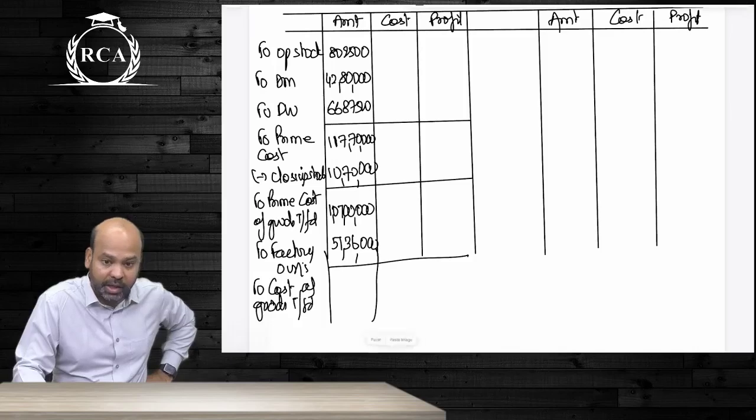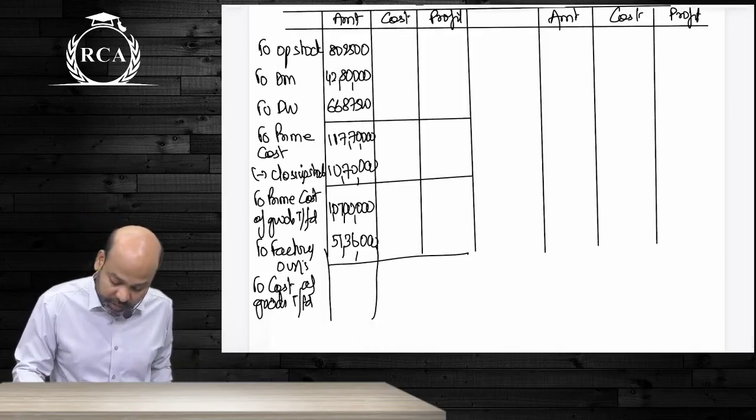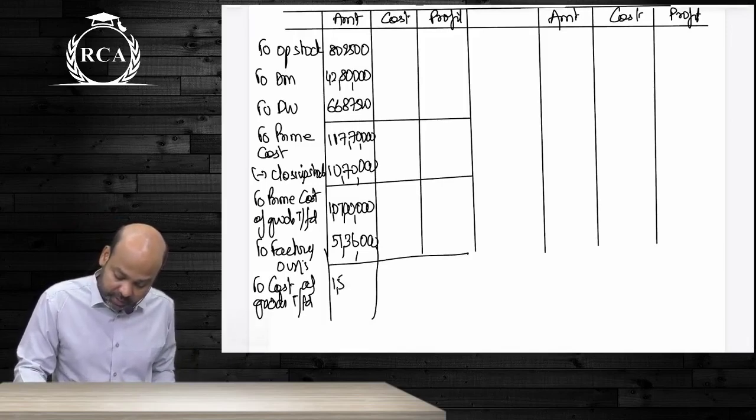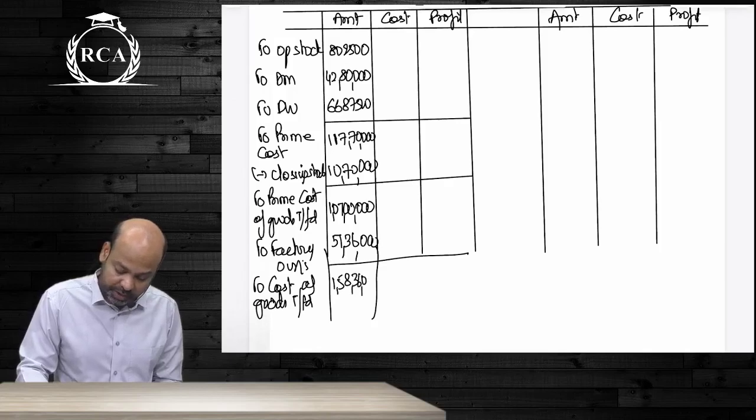समझ में आया बेटा क्या किए यहाँ तक? Once you add them, you're going to get cost of goods transferred beta, and that is 1 crore 58 lakhs. Correct बोल रही ना? हाँ. 1 crore 58 lakhs 36,000.